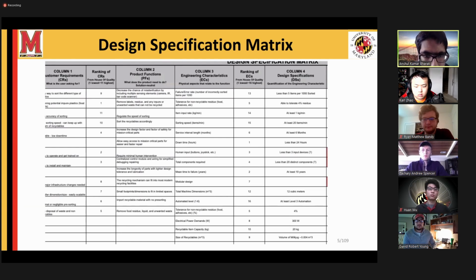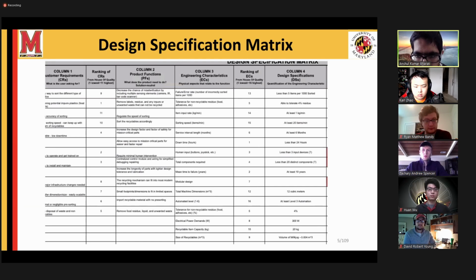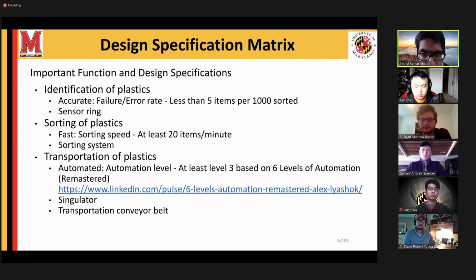This is our design specification matrix. It's a bit small, so I'll explain the important functions and design specifications in the next slide. So in this iteration of the DSM, we added any extra engineering characteristics that we came up with in column 3, and we filled out column 4.